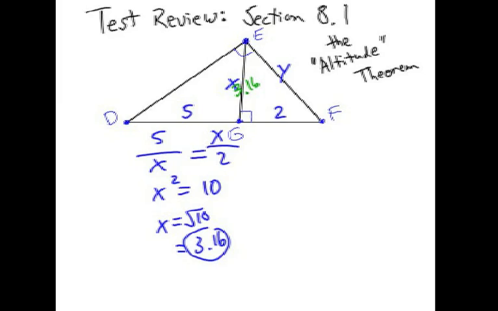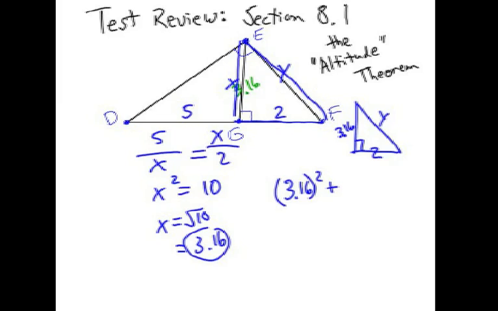Now we know two of the three sides of the triangle. Again, just to simplify our drawing, we have a 3.16 side, we have a 2 side, and we're looking for y. Use the Pythagorean theorem because that is a right triangle, and we know 2 out of the 3 sides. So 3.16 squared plus 2 squared equals y squared.